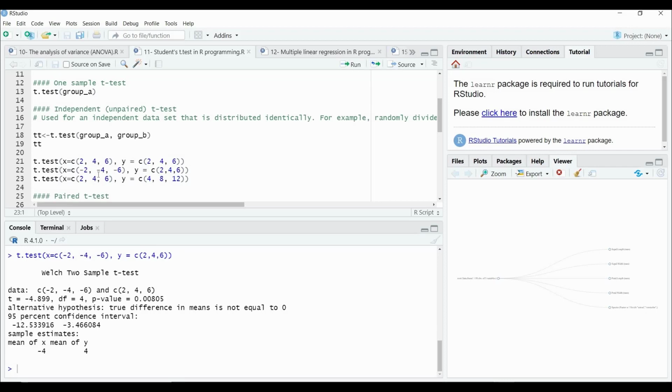Now we change x to negative. The t-value is minus 4.89 and the p-value is significant.